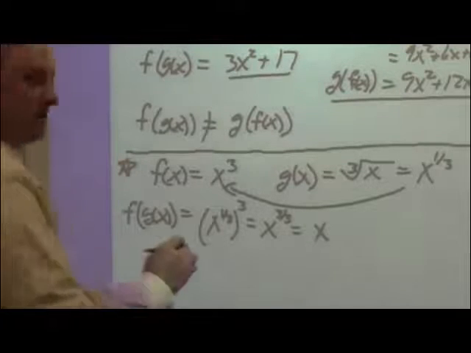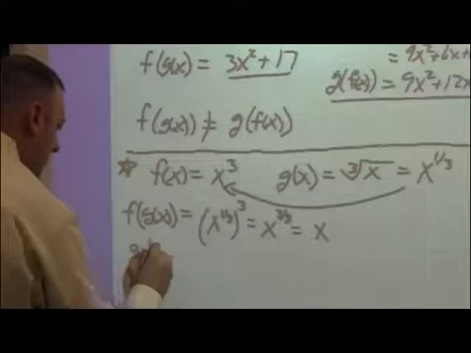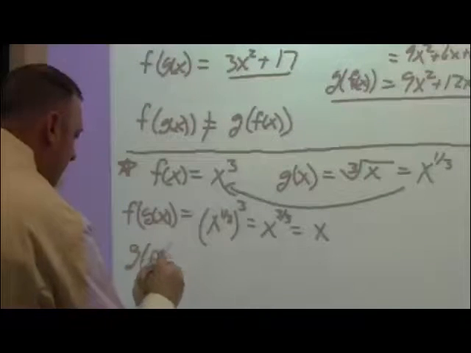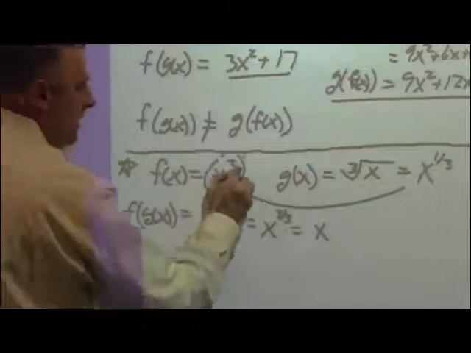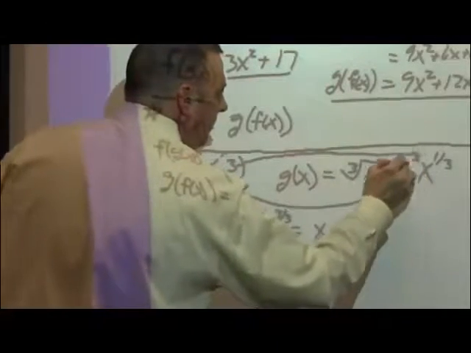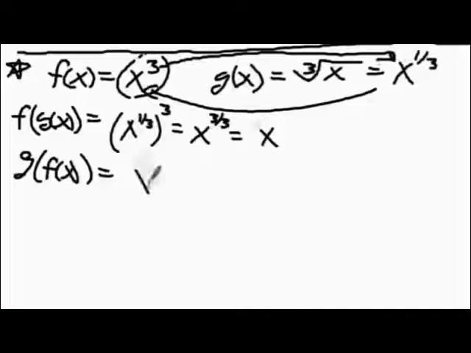Let's do g composite f of x. We're going to take x cubed and stick it into the x to the 1/3. So it's going to look like this: x cubed raised to the 1/3. That's going to give you x to the 3 over 3, which is equal to x.